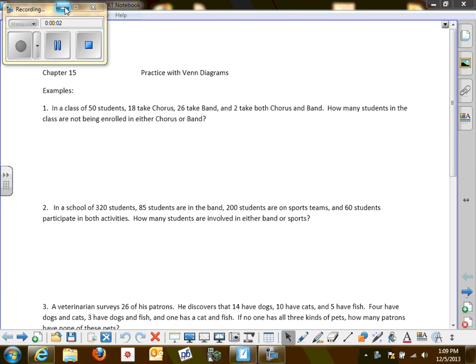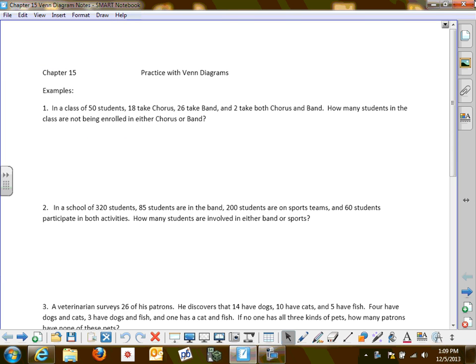So what we want to do is do these 4 problems together, and then you'll work on the back. So this first one is talking about 50 different students. 18 are in choir, 26 take band, and 2 take both choir and band.